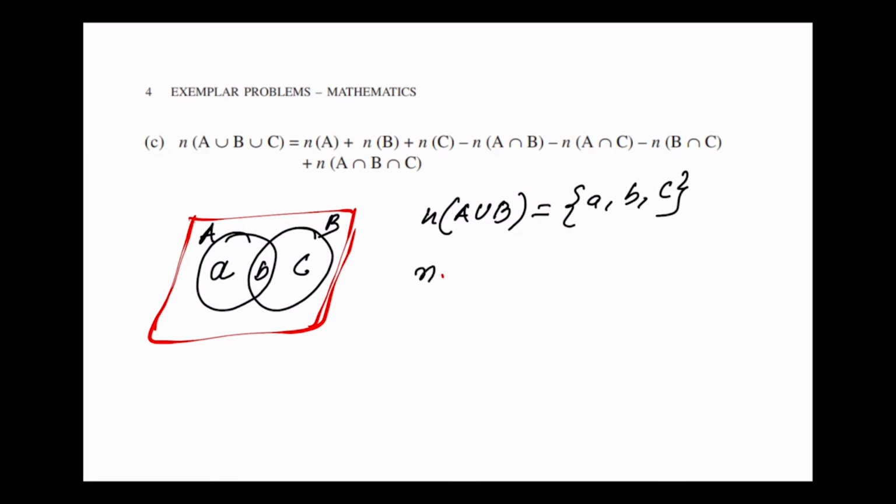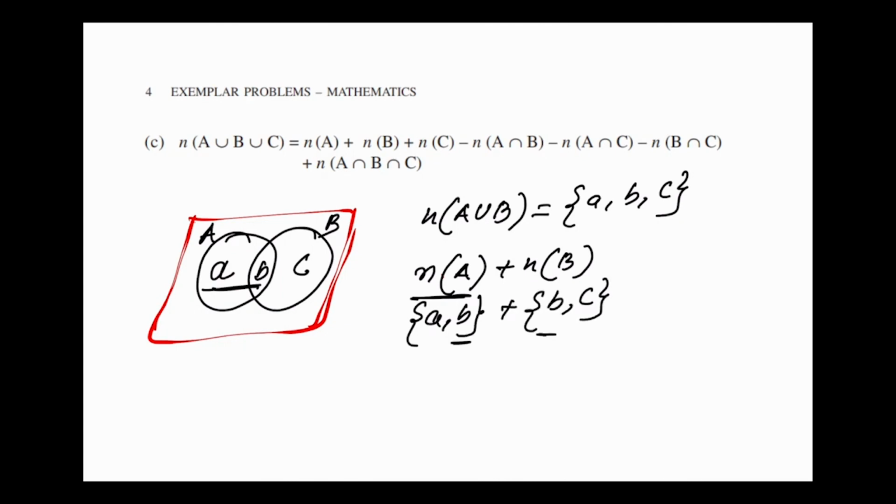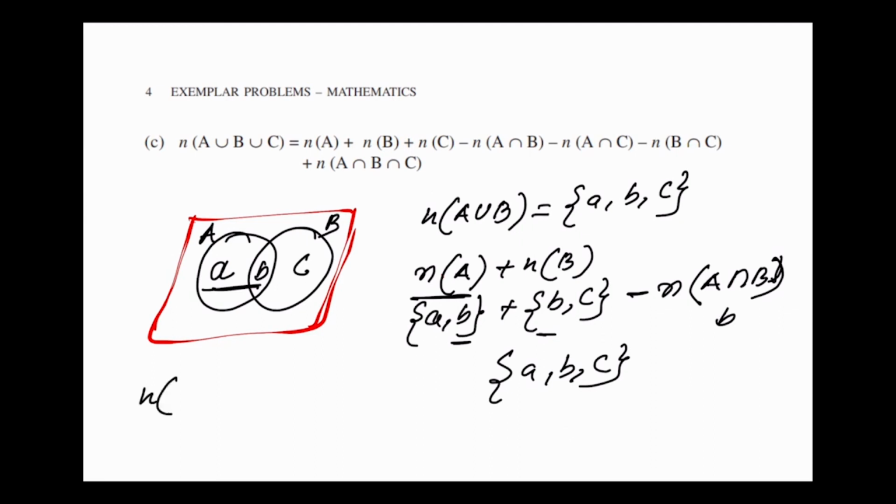How can we write it? We can write it as n of A plus n of B. Now whenever I am writing n of A, what elements does it contain? A, B. And when I'm writing n of B, what does it contain? B, C. So two B's are coming, so I'll subtract one extra, n of A intersection B. So one extra B will be subtracted from here, and we'll get A, B, C. So the first formula we have is n of A union B is nothing but n of A plus n of B minus n of A intersection B.